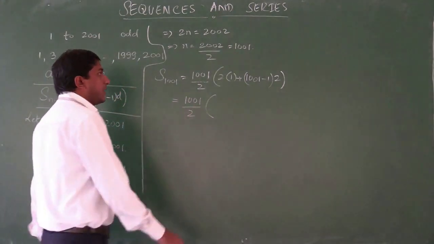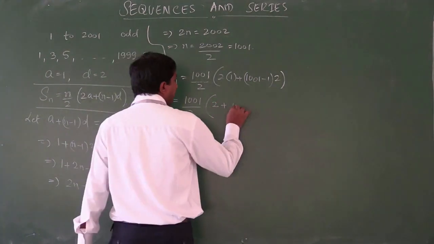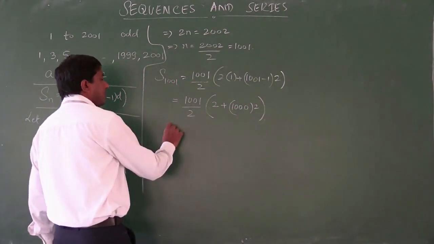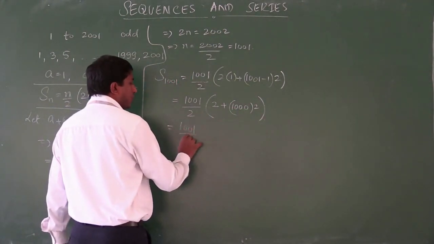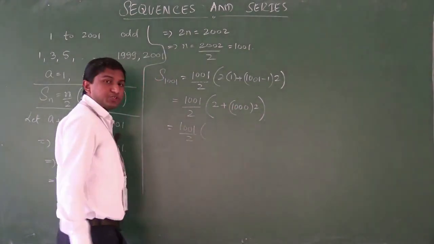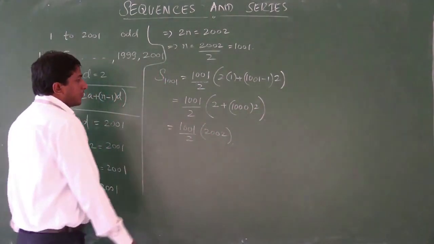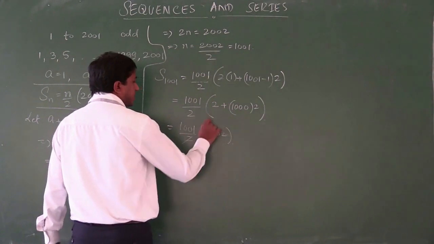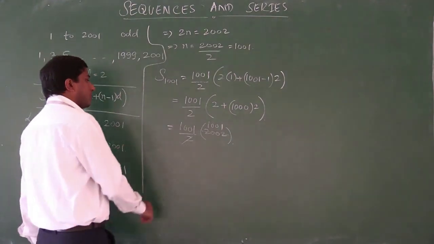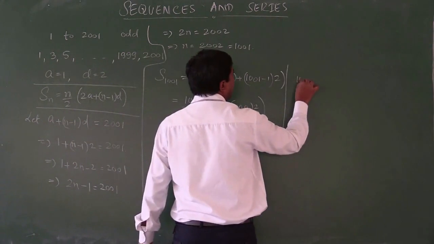1001 by 2 into, what do we get? 2 plus 1001 minus 1 is 1000 into 2. I can write this as 1001 by 2 into 1000 into 2 is 2000. 2000 plus 2 is 2002. Okay. 2 ones are 2, I'll simplify this, 1001. So what is 1001 into 1001?